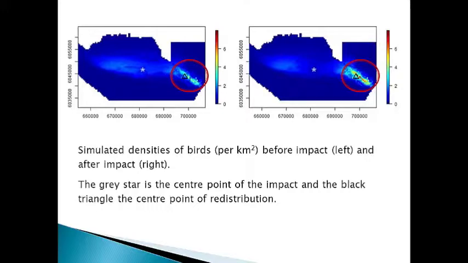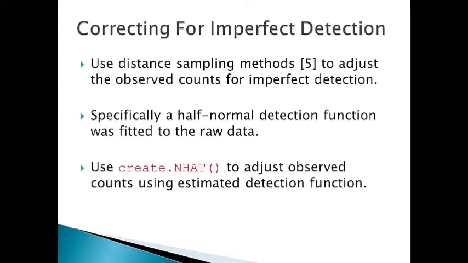So we use our distance sampling methods to adjust for imperfect detection. I'm not going to go into these at all because there are distance analysis workshops as well, and all of the distance functions we just lift out of the MRSea package in R, which is how you can do distance in R. We use something called create nhat to adjust our observed counts using the detection function that we've estimated based on the data.